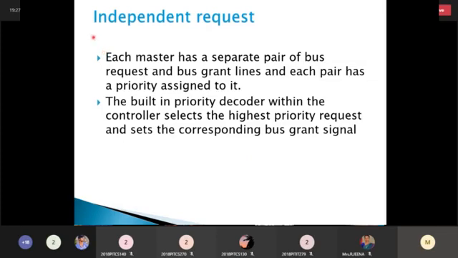Next is independent request. Each master has a separate pair of bus request and bus grant lines. Each pair has a priority assigned to it. The built-in priority decoder within the controller will select the highest priority request and set the corresponding bus grant signal.